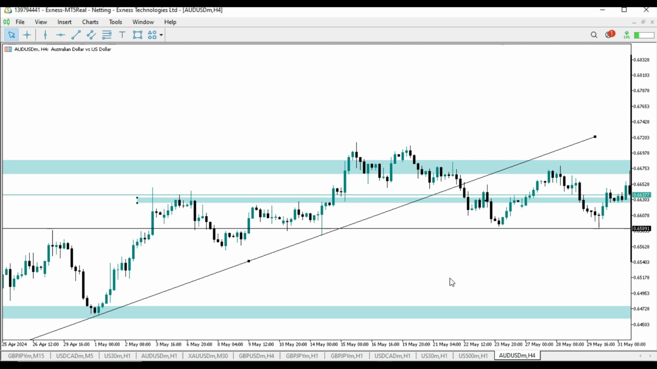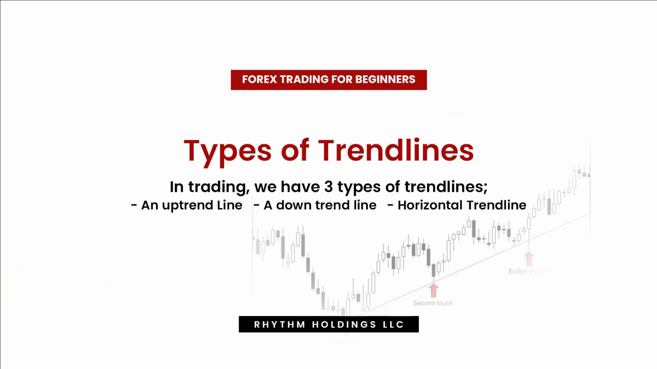Now let's talk about the types of trend lines in forex trading. In forex trading, we have three types of trend lines: an uptrend trend line, a downtrend trend line, and a horizontal trend line.